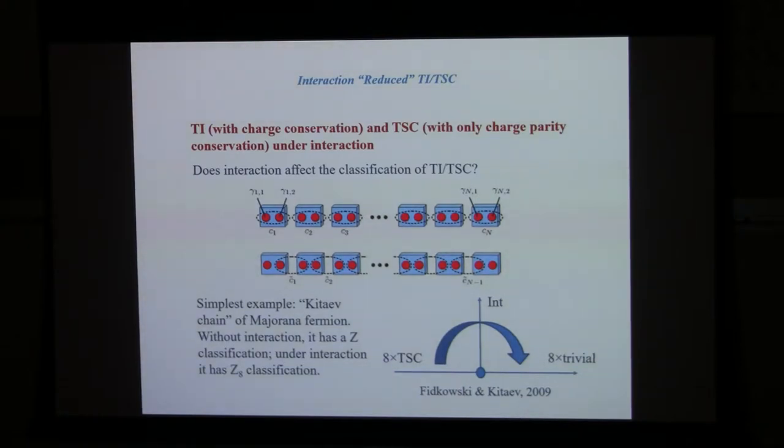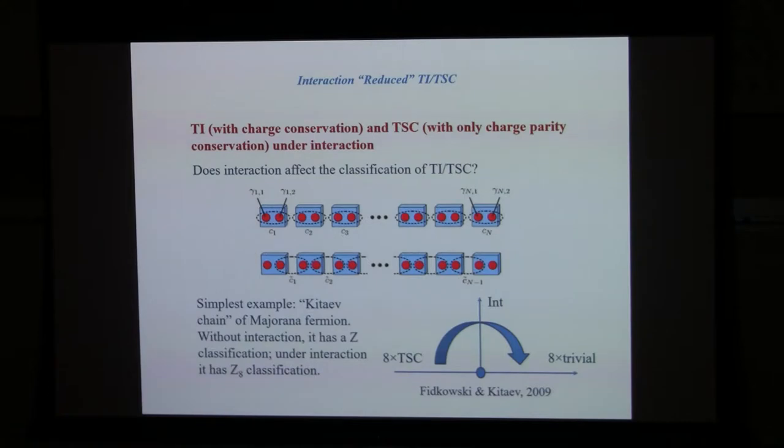On the first day people started to study the topological insulator, it was actually defined for non-interacting fermions. Then you can easily ask this question: how does the interaction modify or affect the classification of a topological insulator? It turns out that in 2009, people realized that interaction can reduce the classification of a topological insulator.